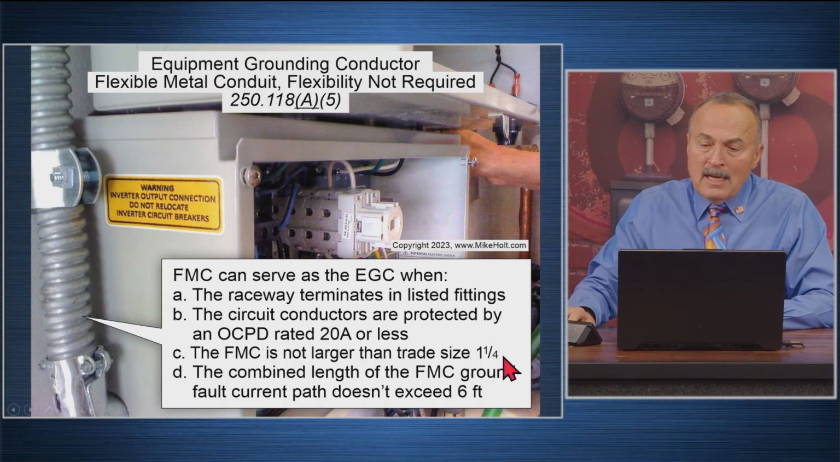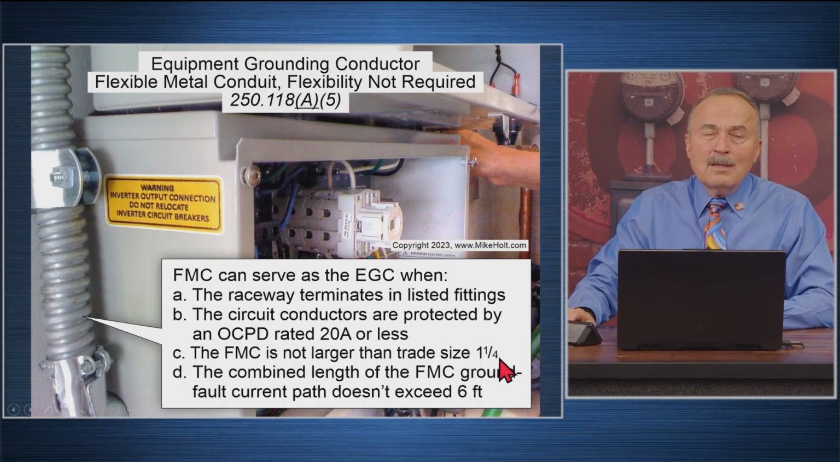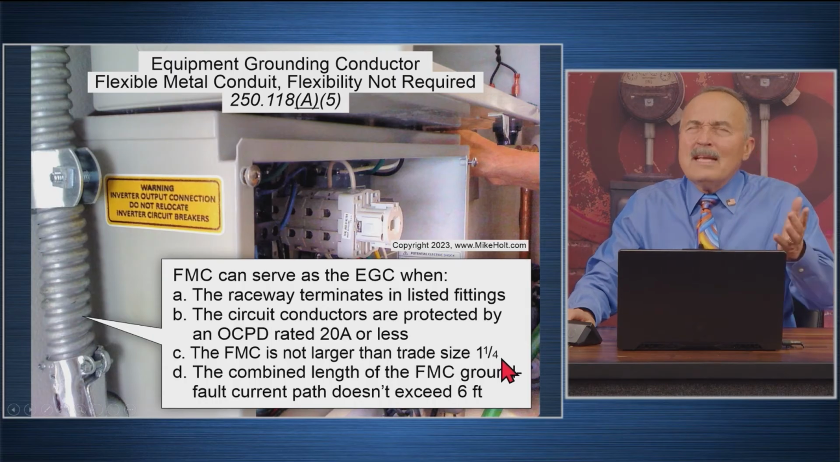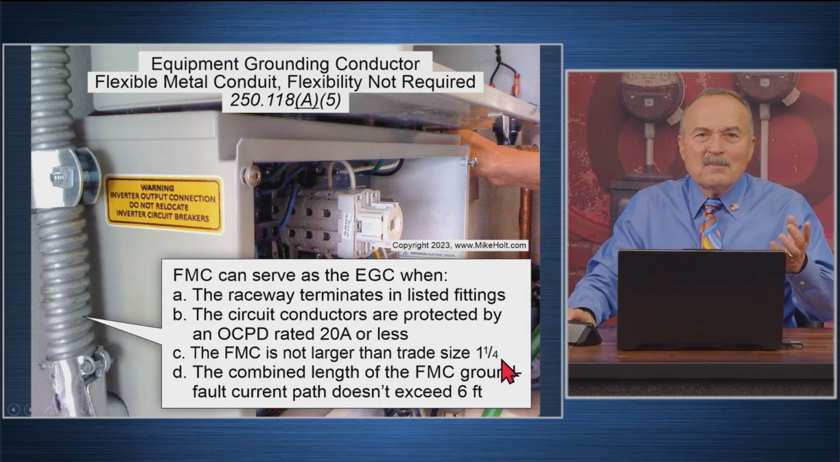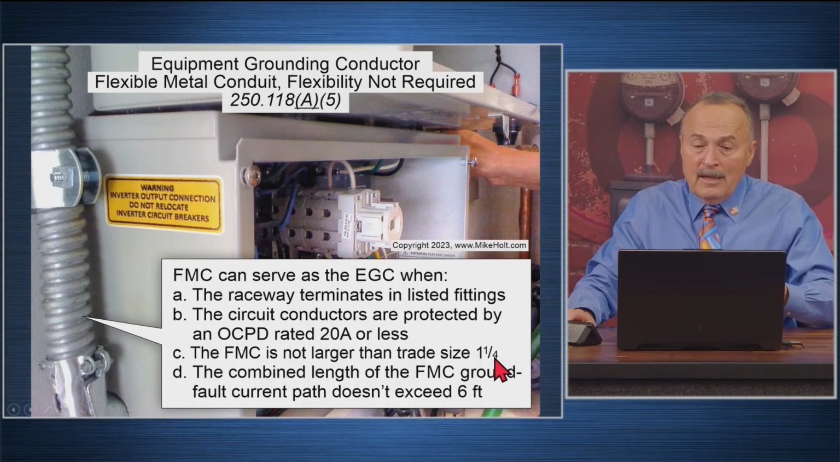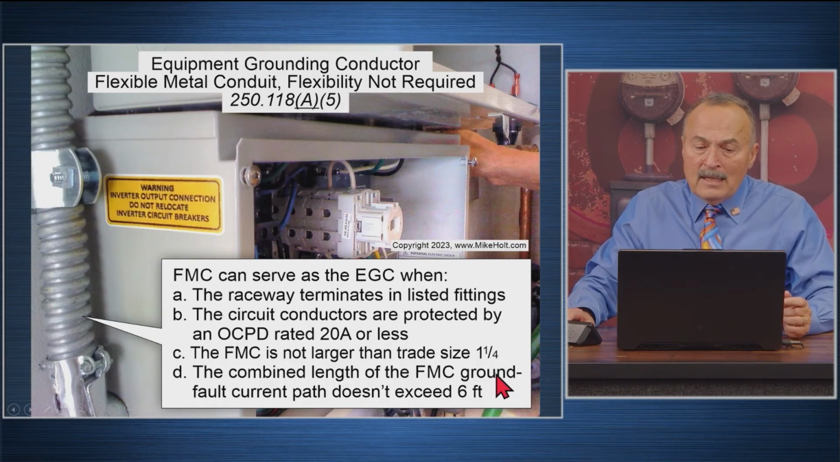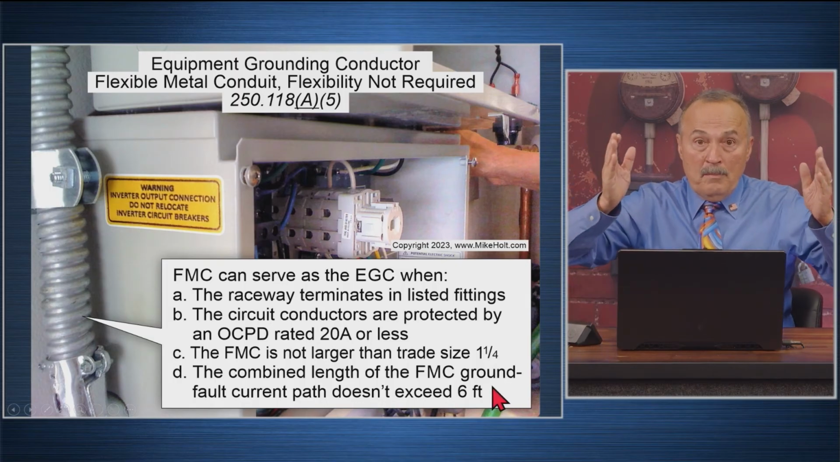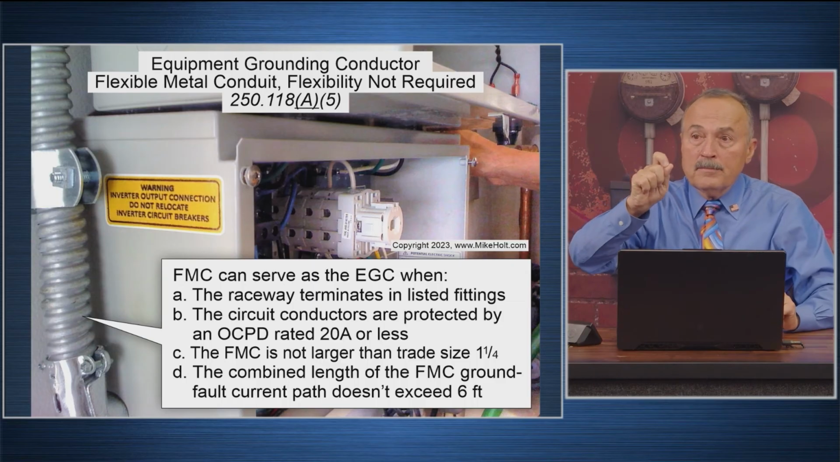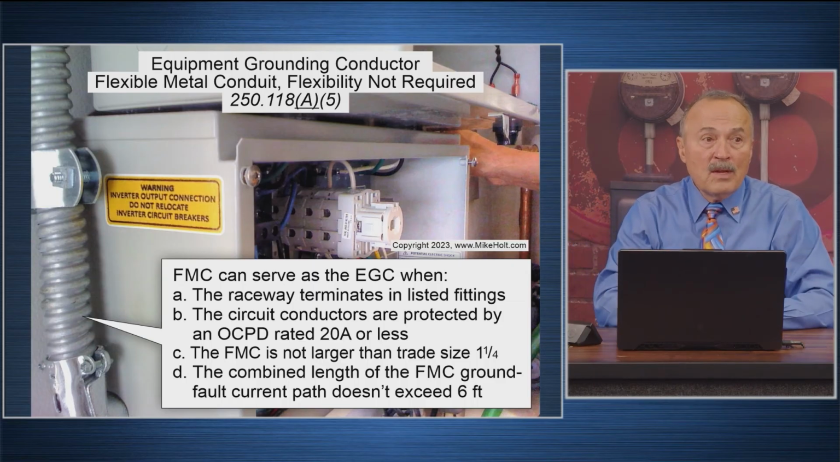Also, that the flex is not larger than 1.25 inch. I don't really care if it's larger than 1/4. It's a 20 amp circuit. I mean, who cares what size pipe you're running in there? Okay, fine. If anything, I think bigger would be better, but it doesn't really matter. The combined length of the flex and the fault path does not exceed 6 feet. Okay, 6 foot combined length, 20 amp breaker. That's when you can run flex as an equipment grounding conductor. Okay.